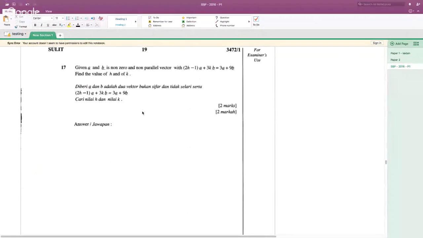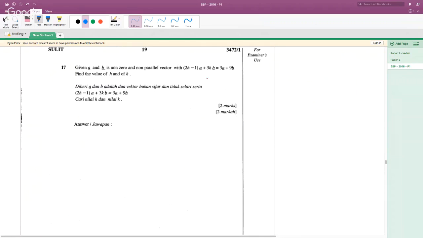Okay, for question 17. Given that A and B are non-zero and non-parallel vectors, we find the value of h and k. Non-parallel means A and B are not the same thing. Non-zero means A cannot be 0 and B cannot be 0. But we can still use the comparison, I guess.